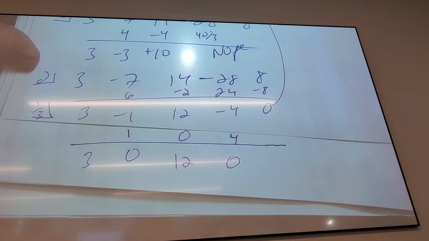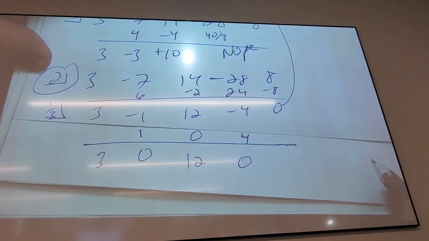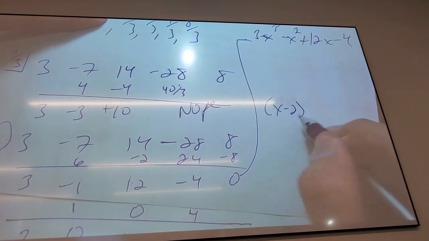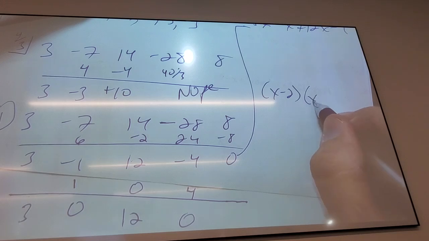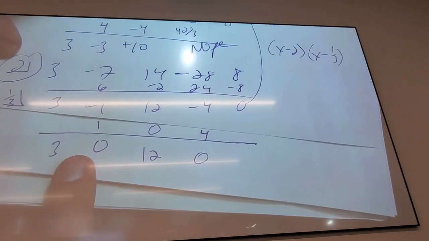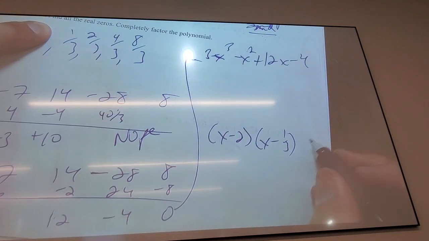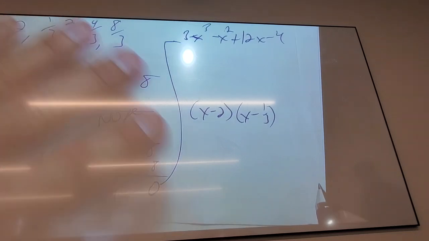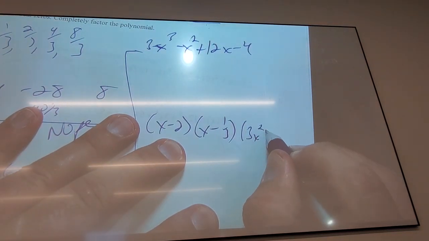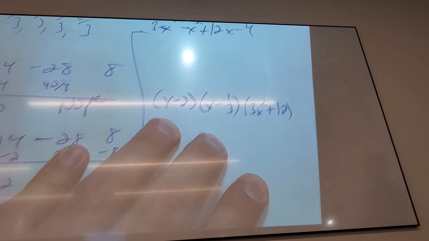Help me out. We got 2 to work. What's that? X minus 2. We got 1/3 to work. What is that? That's good. And then we're left with 3, 0, 12. So what does that mean? 3x squared plus 12.